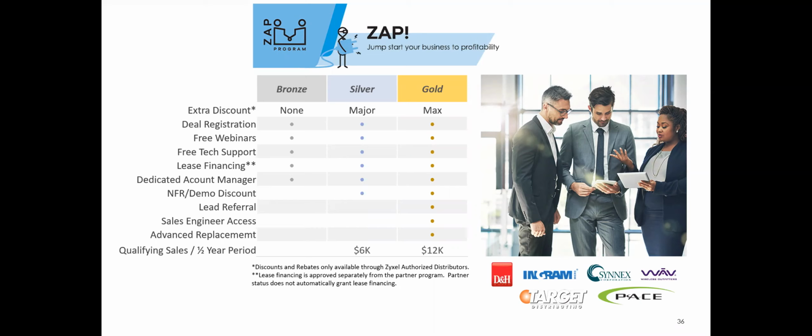So if you do less than $6,000 over a 6-month period, and that's January through June, and then of course the second period is July through the end of the year. During those periods, that's how we figure up the volume. So you do 6K or more throughout that time period, you're a silver partner. You do 12K or more over that time period, you're a gold partner. You do less than that, you're a bronze partner. And bronze gets 8%, silver gets 16%, gold gets 20%.